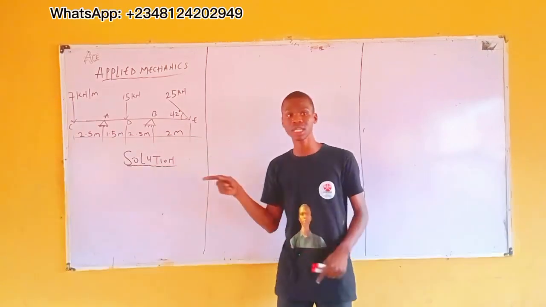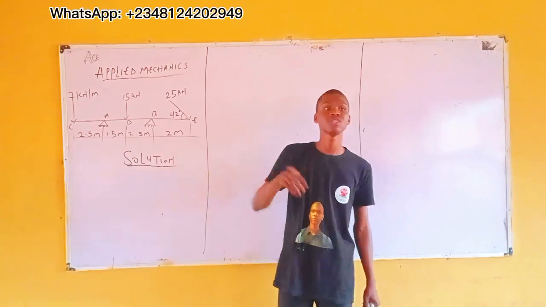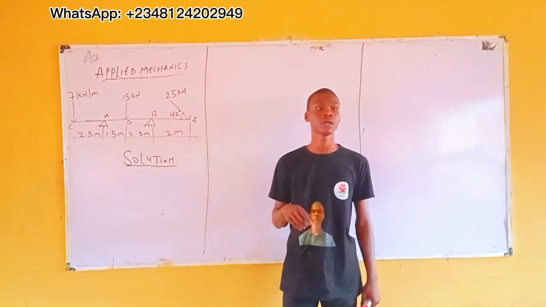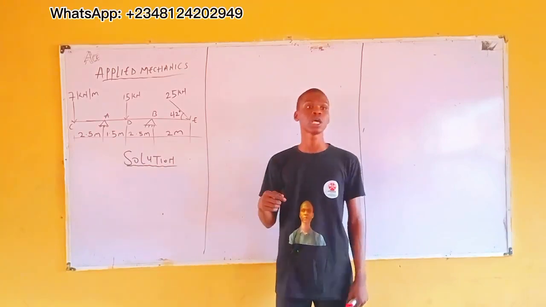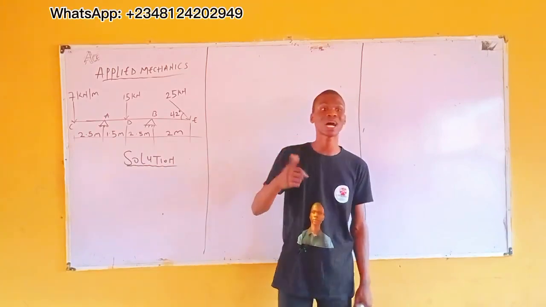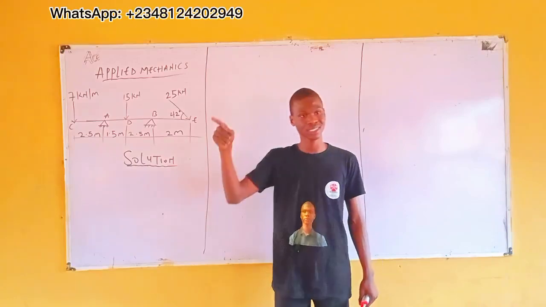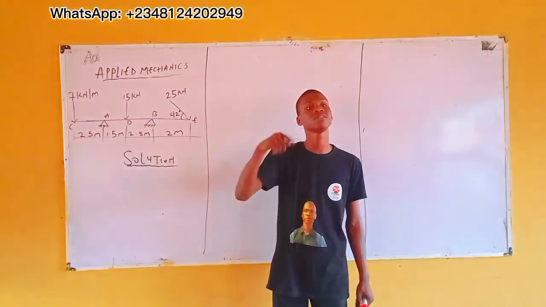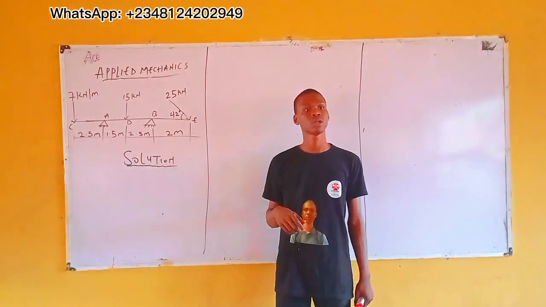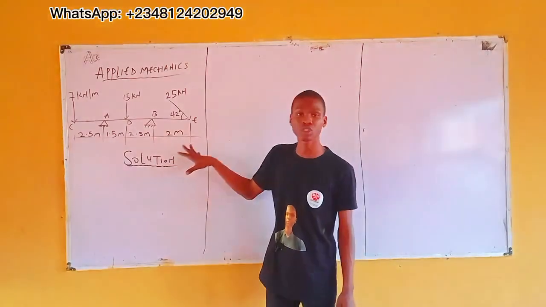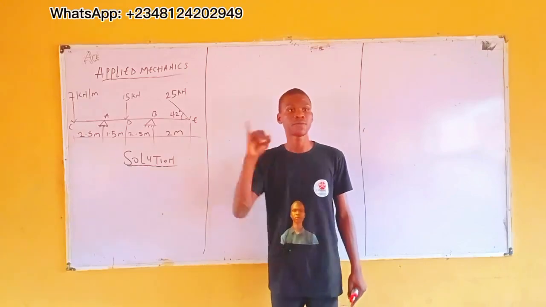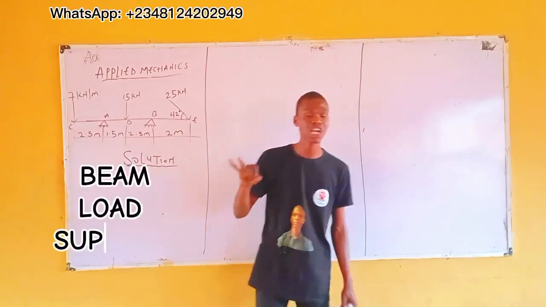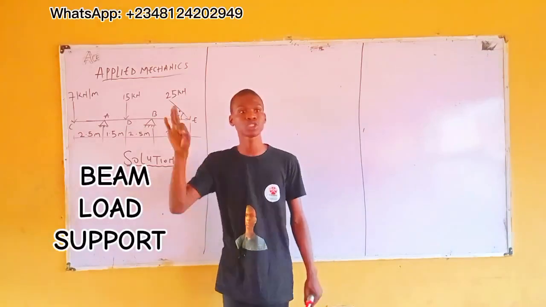But what we are doing here is that those pivots are referred to as support here. Those pivots, it is referred to as what? Support. While that ruler is referred to as beam. Then those masses that we loaded our ruler with are referred to as load. So as far as this question is concerned, basically we have three terms. The first one is beam. Second one is load. And the third one is support.